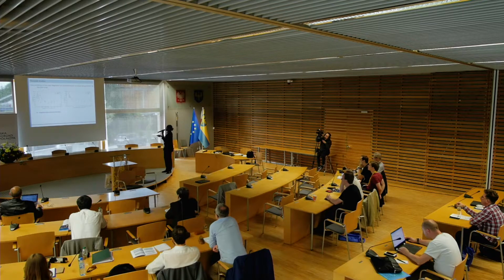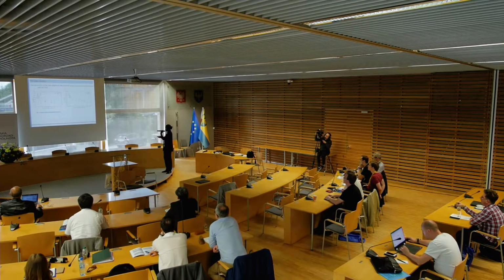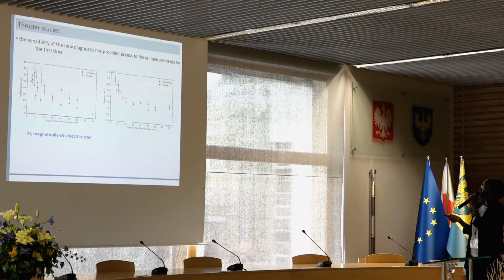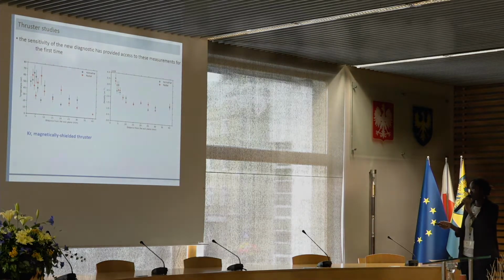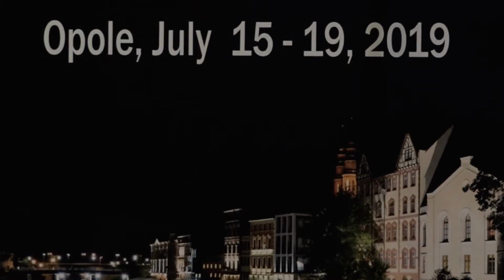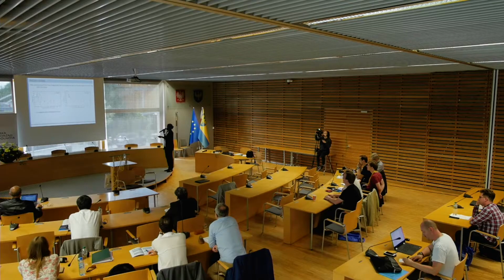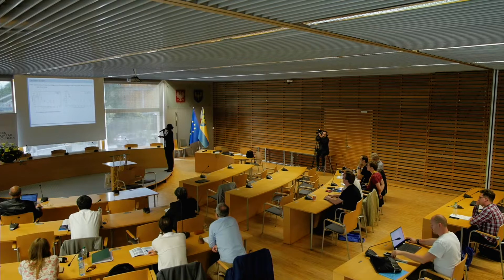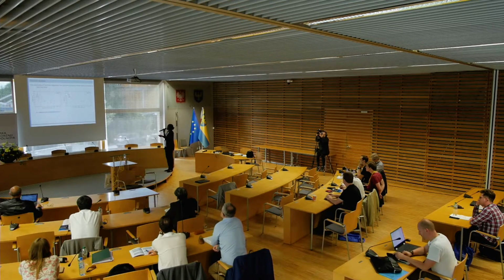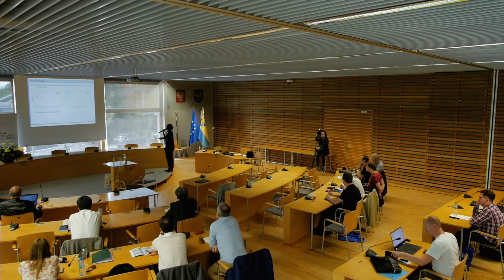So this is just an example before moving on to the next point. We have access for the first time to reliable electron temperature measurements in thrusters. This is a magnetically shielded thruster operated with krypton. Here we have the electron temperature, which is extremely high at the exit plane, but reasonable, dropping off to a few eV some distance away, and then the electron density, which is on the order of 10^16, dropping off as shown here.